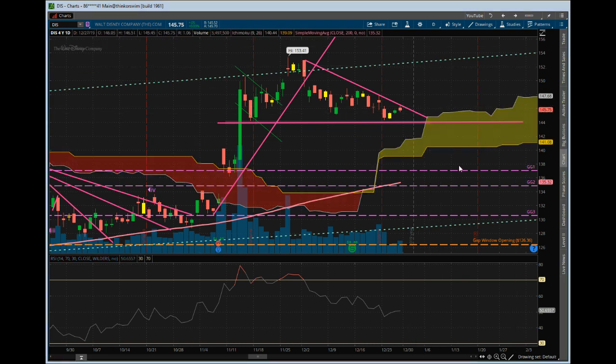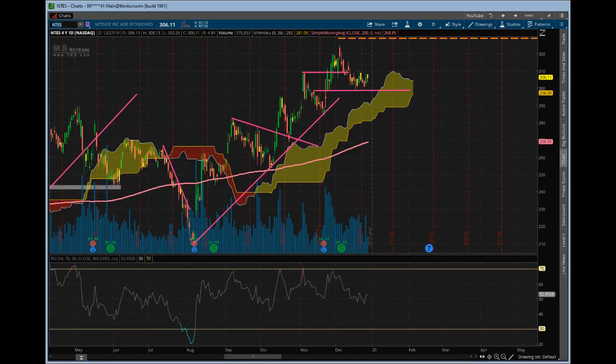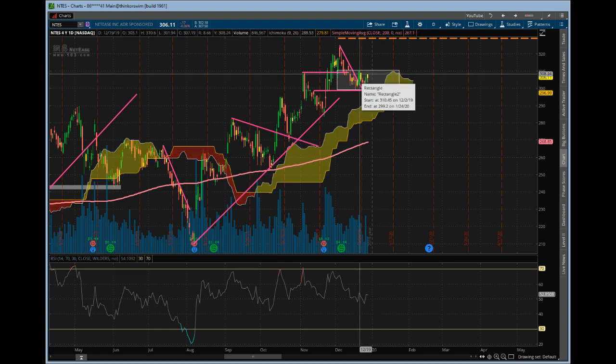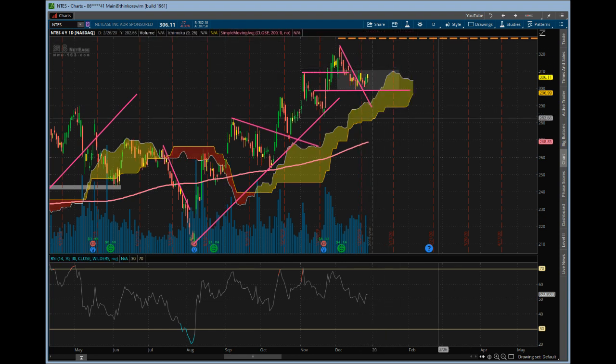Good stuff. NetEase, NTES. Okay, yeah. So this is looking pretty interesting here. We have this blue here, right? We're in a little bit of a trend box, so just watch this. But it looks like it's trying to get out of there. Inside day, if we can get over this 310 level, 310.60, and close bullishly above that, it may try to work its way back up.